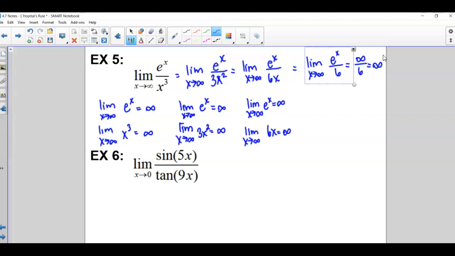If we had a negative 6 in the bottom, then that would be negative infinity. So the multiplication and division rules still apply as far as signs go. So if you're multiplying by a negative or dividing by a negative, that will make it negative infinity. Or if you had a problem where it was like 2 minus infinity, that would be negative infinity.